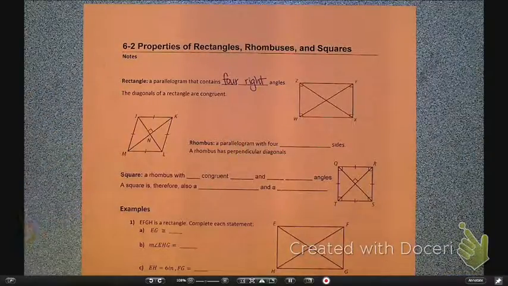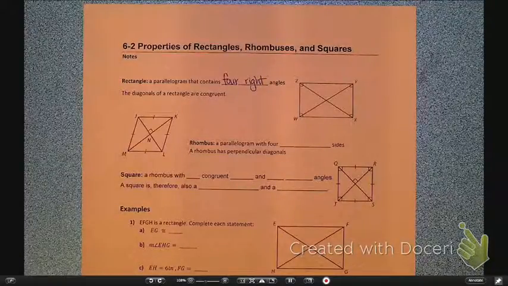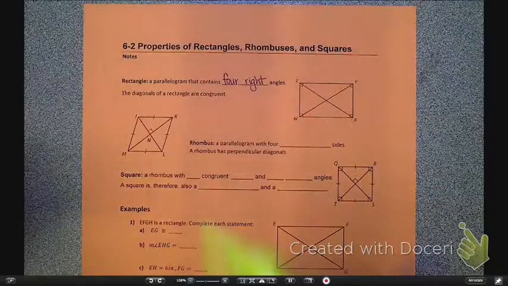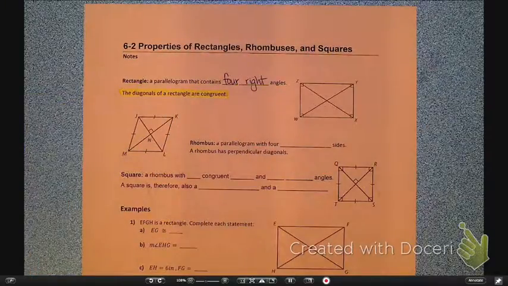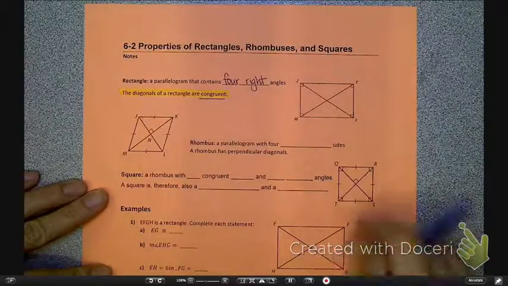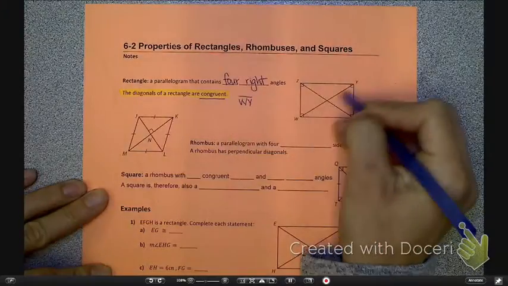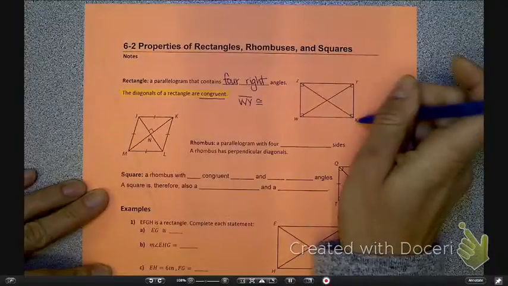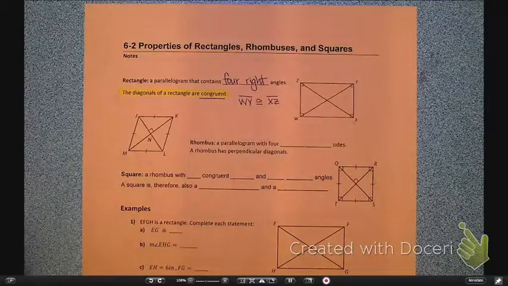Now, yesterday we learned that in a parallelogram, the diagonals bisect each other, but they aren't congruent to each other. In a rectangle, the diagonals are actually congruent to each other. So this is a special situation. For example, in this picture, segment WY is going to be congruent to segment XZ. They're going to be the same size. The diagonals are congruent.